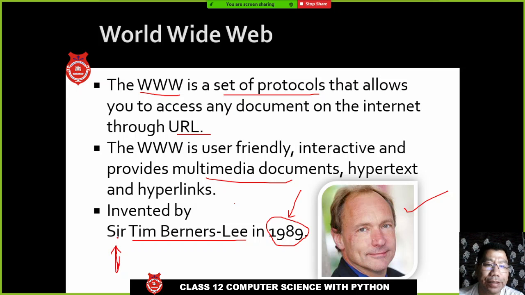Okay, this is an award, let us say, given to high-ranking persons.